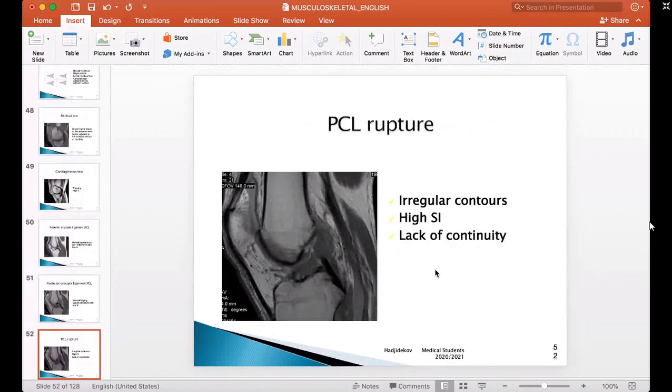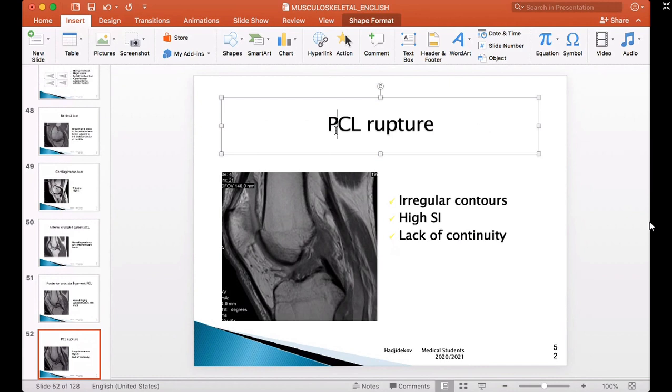But here you can observe the anterior cruciate ligament rupture. I'm sorry, there are a lot of mistakes because I did it at the last moment, and it should be A here. The anterior cruciate ligament is missing, and in the place of this ligament we see some irregular contours and high signal intensity, and we didn't see the continuity of this ligament.